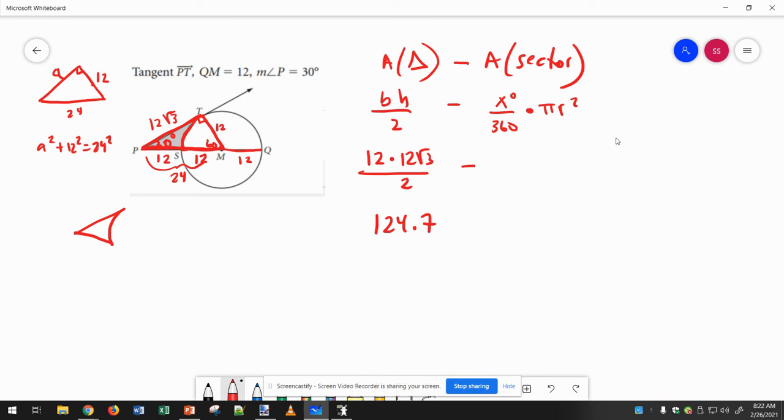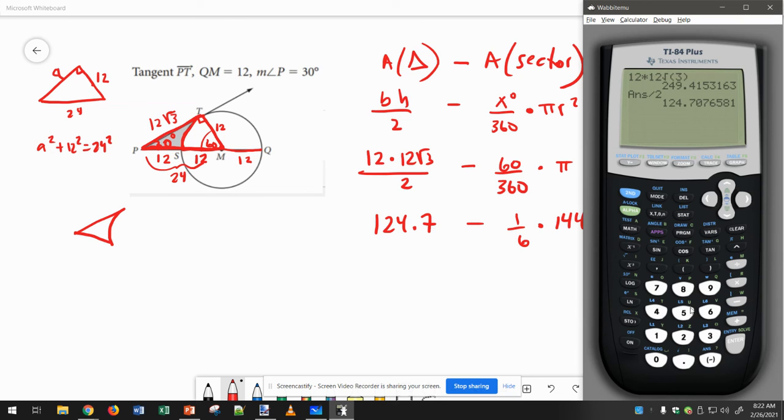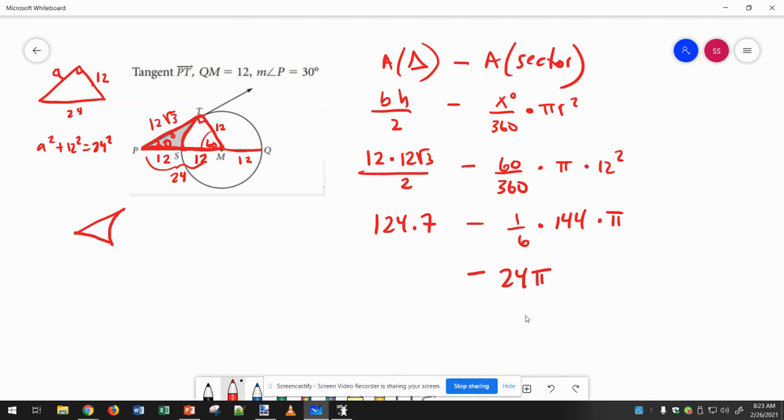Now let's go to the x over 360, so our central angle is 60, which is exactly 1/6, times pi times the radius squared. So that's going to be 1/6 times 144 times pi. It's okay if I kind of rearrange this. Doesn't really matter. Let's just do that part on our calculator. 144 times 1/6 is the same thing as divided by 6. And then times pi. 24 pi. I'm actually just going to write 24 pi here because it's going to be an easier calculation.